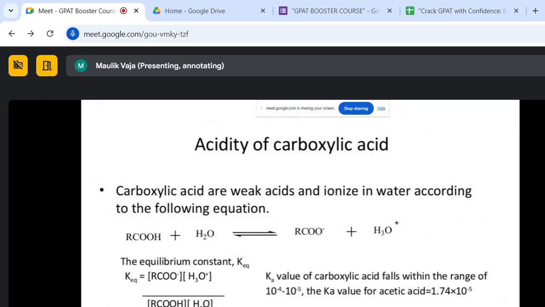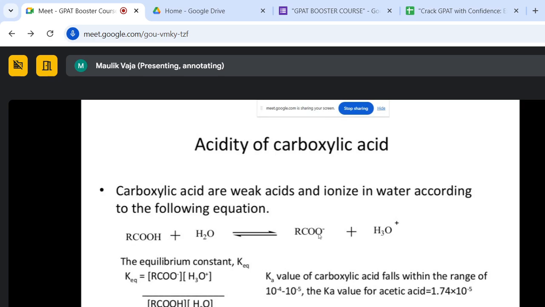In the same way, if we talk about the acidity of carboxylic acid, carboxylic acid is an acid. Why? Because it donates H plus ion. So RCOOH plus water, you will get RCOO minus. Here this compound is in the form of COO minus. So if we talk about electron donating and electron withdrawing groups, the group which stabilizes this anion will increase the acidity of carboxylic acid, and the group which destabilizes this anion decreases the acidity of carboxylic acid.